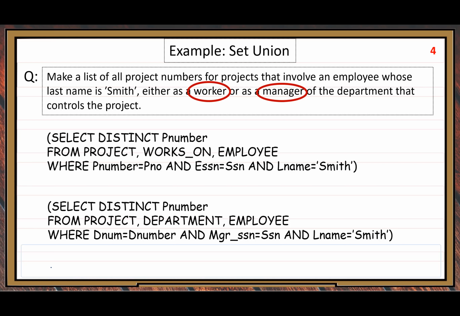Select distinct P number. This time we replace works on by department. Project, department, employee. Then this time the join condition is different. D num equals D number joins the first 2 tables. Manager, the join condition for the next 2. All right.